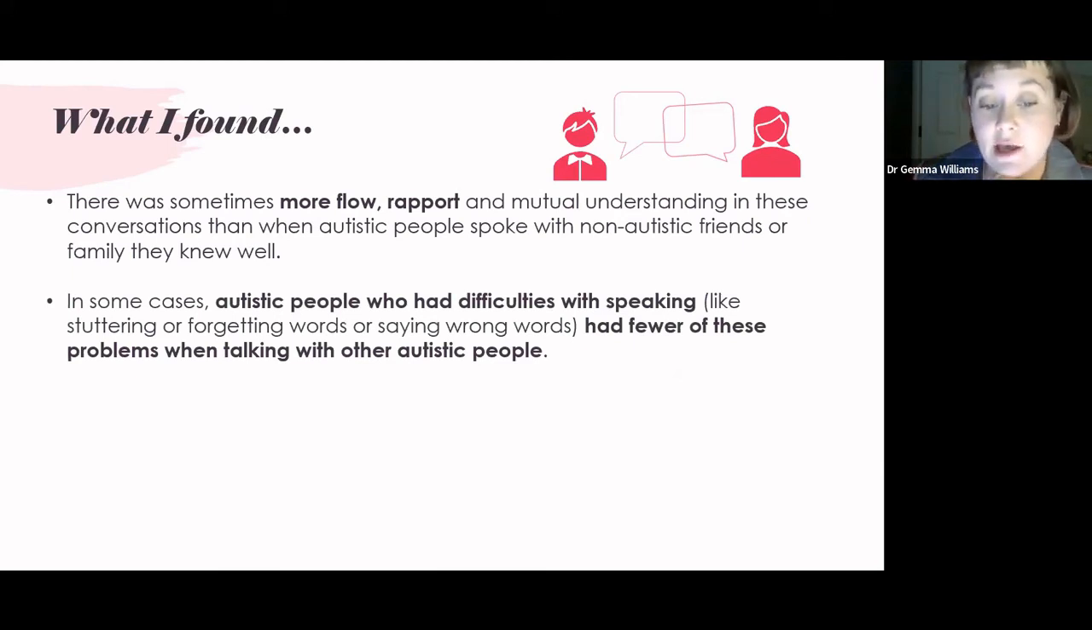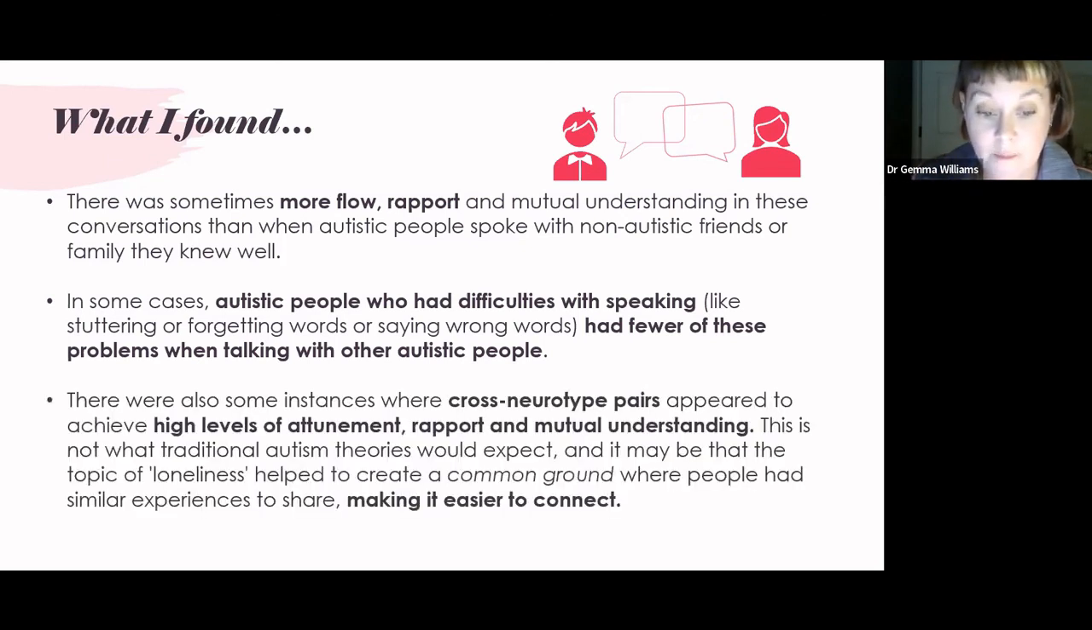In some cases, autistic people who had difficulties with speaking, like stuttering or forgetting words or saying wrong words, had fewer of these problems when they were talking with the other autistic people, most of whom were strangers. But there were also some instances where cross-neurotype pairs, autistic people and non-autistic people, appeared to achieve really high levels of attunement and rapport and mutual understanding. And this isn't what traditional autism theories would expect.